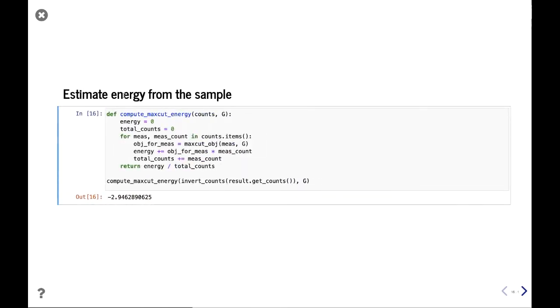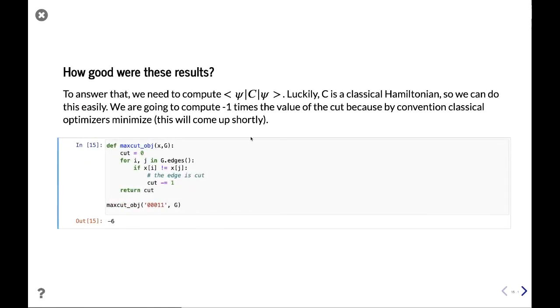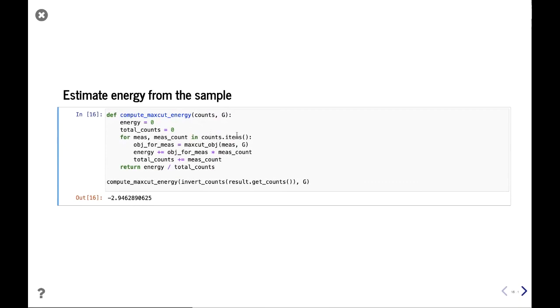And now we can compute the energy of our sample, this value, psi c psi. What we do is we go through our counts, and for each measurement outcome we compute its energy multiplied by the number of times we've obtained that measurement outcome, and then we divide by the total number of counts. This gives us the expected value of the objective function. And we get something that's like 3 point something. Remember that our optimum is 6. So this is not too great.